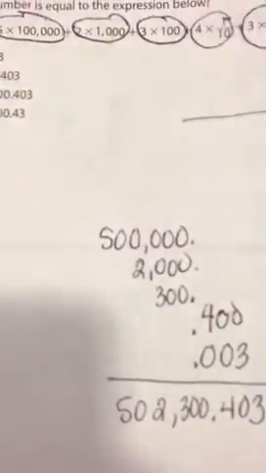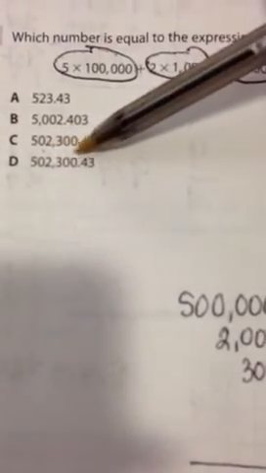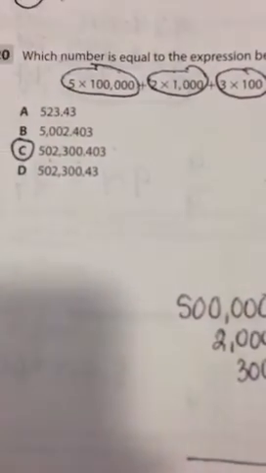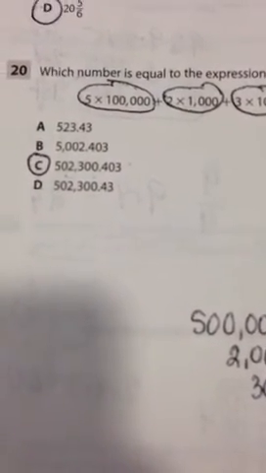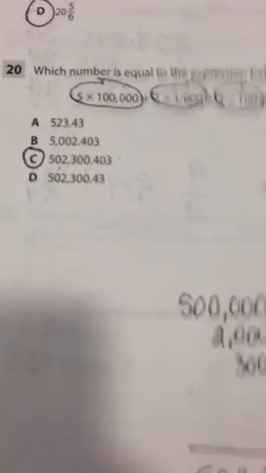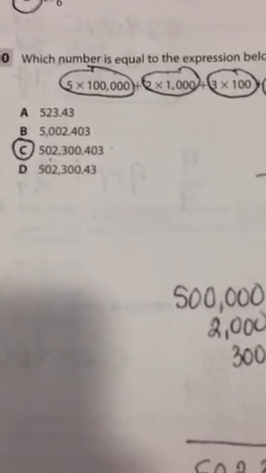Alright, so let's see which one had our number, which is 502,300.403. 502,300.403, right there. Or correctly said, 502,300 and 403 thousandths. So these are all the answers for 11 through 20, which were the most difficult on this practice test.